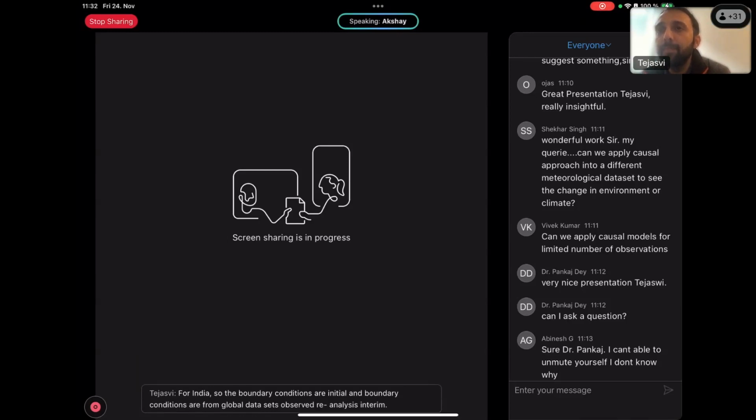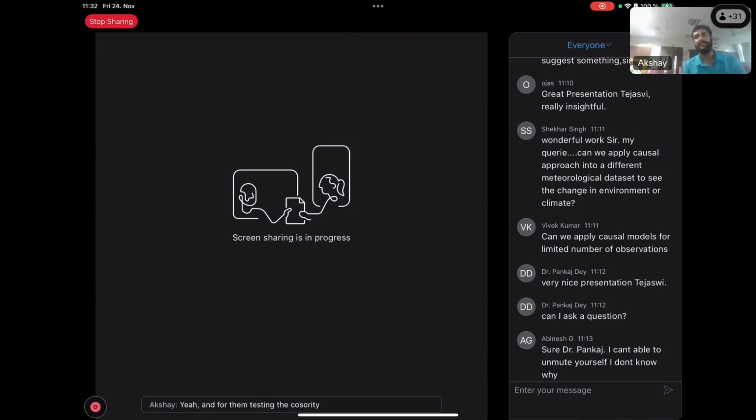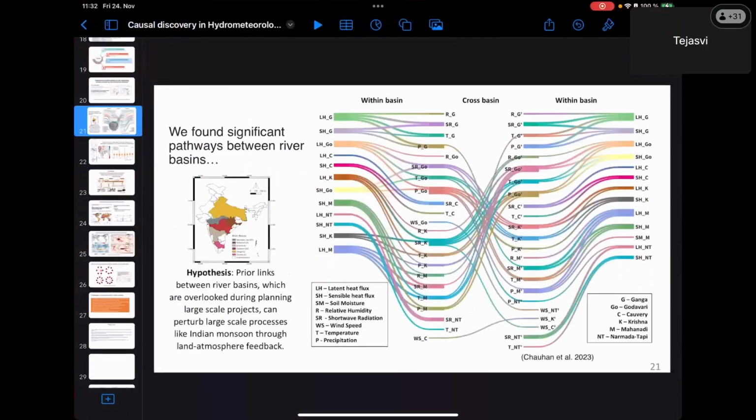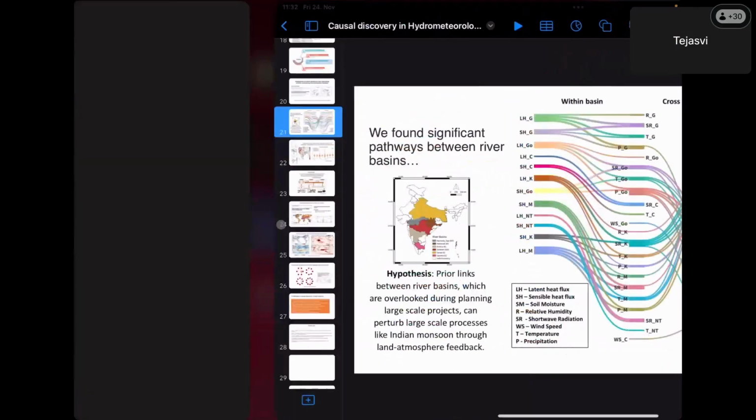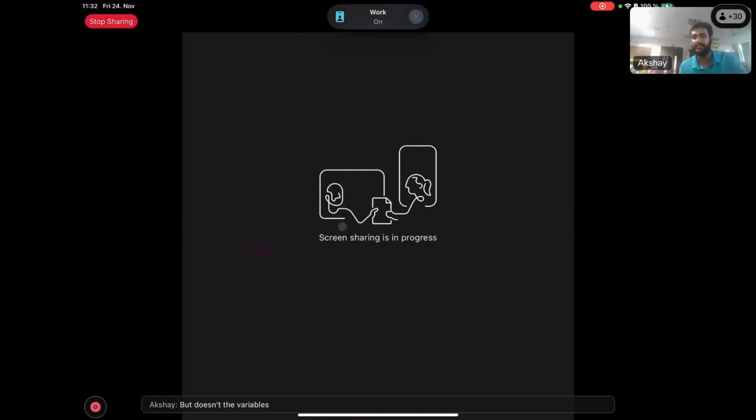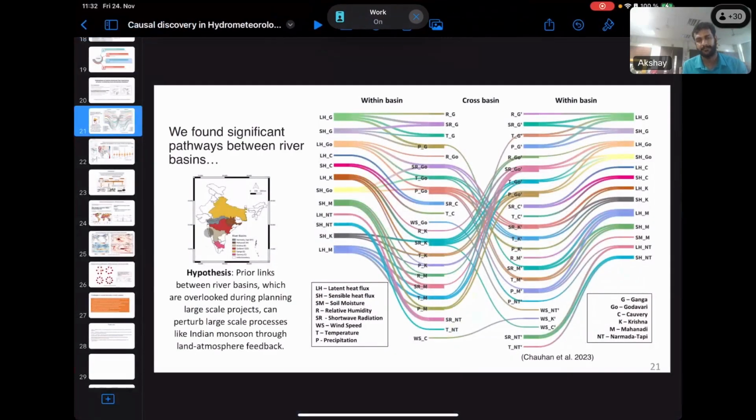And for testing the causality of different variables, what grids were considered? For example, in model simulations or in causality test, there are two things. In the causality test, I selected variables over these regions, averaged over each river basin, marked with colors. So I averaged land and meteorological variables over Ganga, Godavari, Mahanadi, and so on. But don't the variables of other grids also affect the precipitation in these grids? Yes, you are correct. So grids here will also be related.